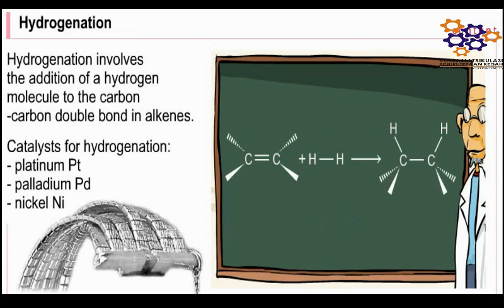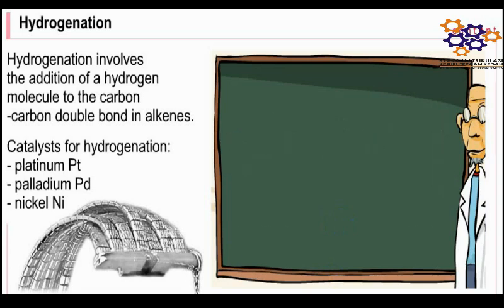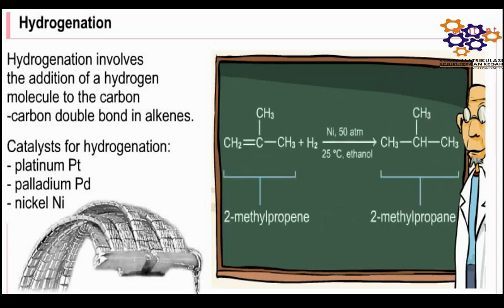Hydrogenation is an exothermic reaction, and it usually requires a solid catalyst and a high hydrogen pressure. The catalysts used in hydrogenation are platinum, palladium, or nickel. For example, the hydrogenation of 2-methylpropene requires a nickel catalyst and 50 atmosphere pressure of hydrogen.